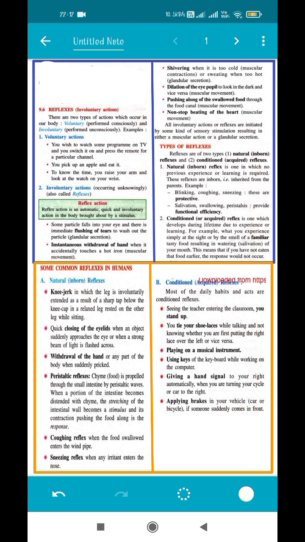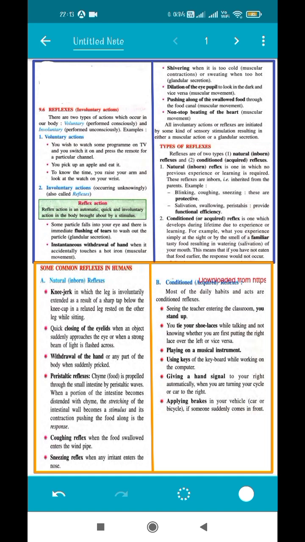So we are going to learn about it. There are two types of reflexes. One is called the natural reflex or the inborn reflex, which is there in our body since birth, and the other is the conditioned reflex or the acquired reflex, which is developed in our body over a period of time. Natural reflexes are the ones which do not require any previous learning or experience. They are there in our body since the time we are born. For example, blinking, coughing, sneezing, then salivation, swallowing something.